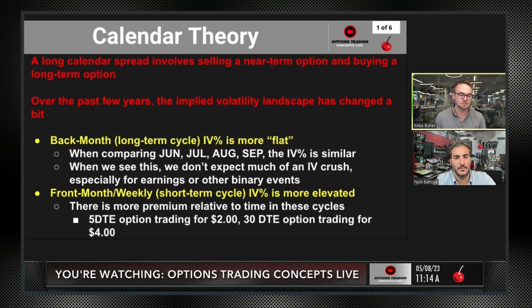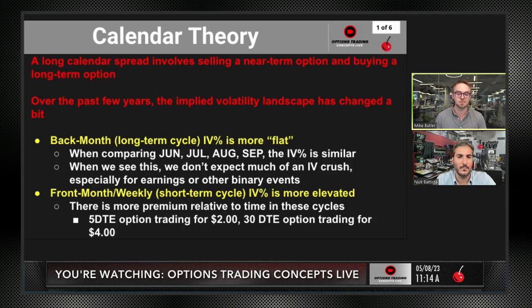But really, the front month or front weekly expirations are the ones that we are getting short. They're going to be the shorter term cycles. Implied volatility is going to be more elevated, but how elevated that number really is something we also need to dive into. But at the end of the day, the idea is that there's more implied volatility premium or extrinsic value premium relative to time in these cycles.